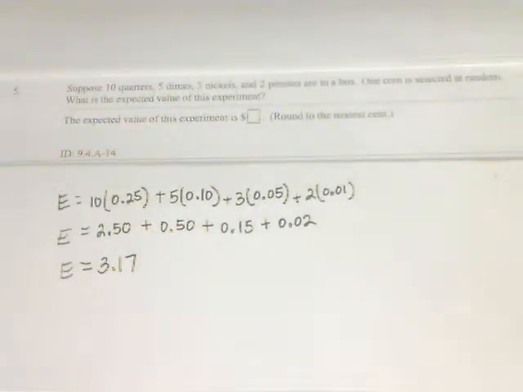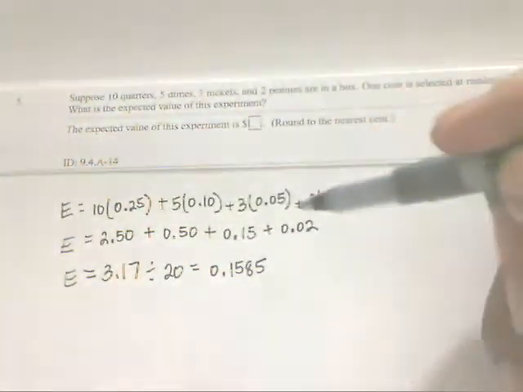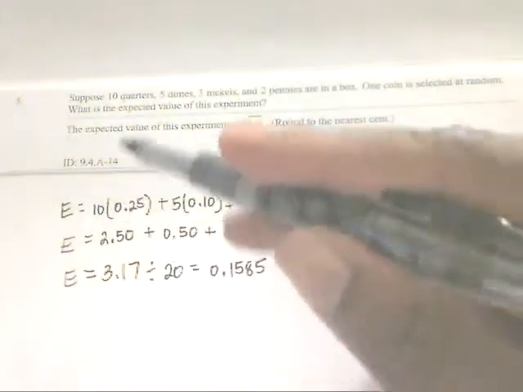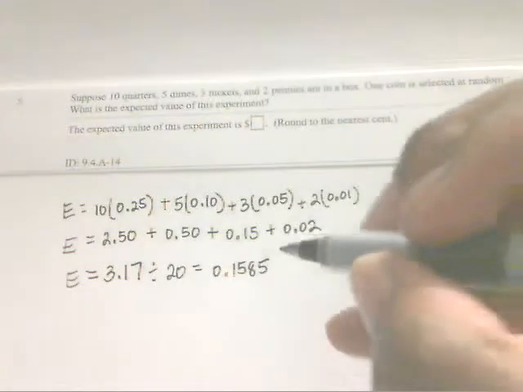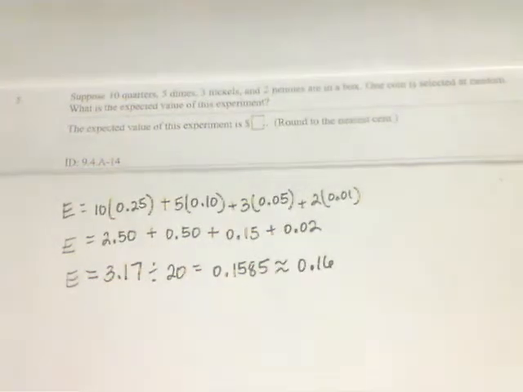$3.17, and then if I take that $3.17 and divide that by 20, I'm going to get 0.1585, because there are 20 coins in the box. So we take the value of all those coins and divide that by 20. Now, if you round this off to 2 decimal places, it'll be approximately 0.16 or 16 cents. So the expected value would be 16 cents.